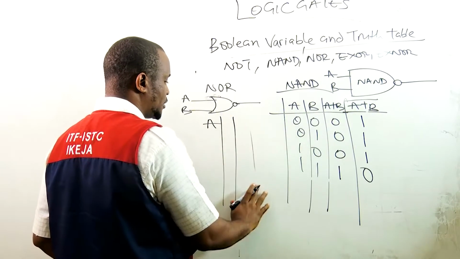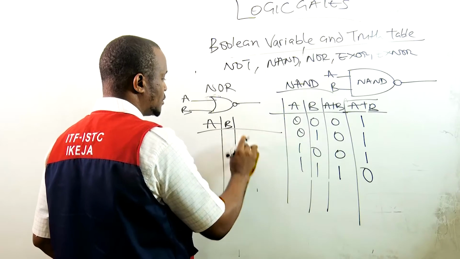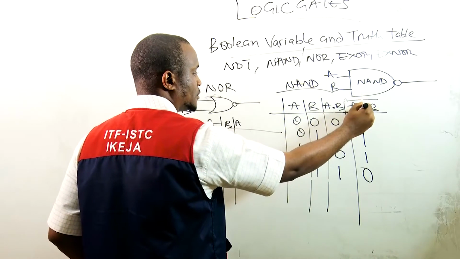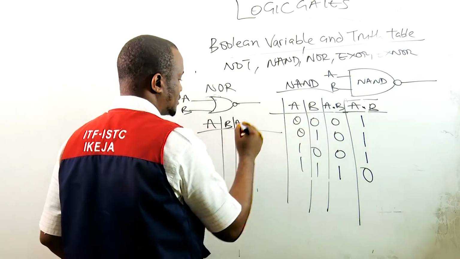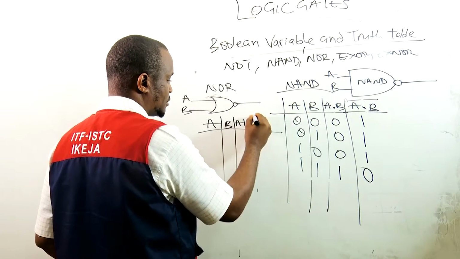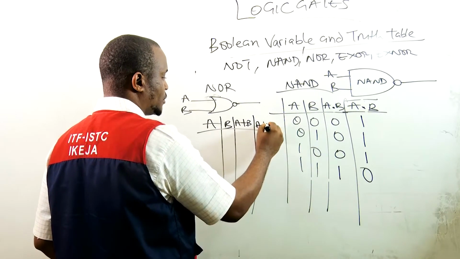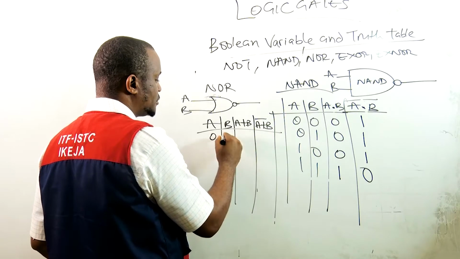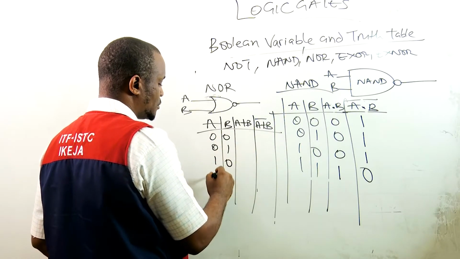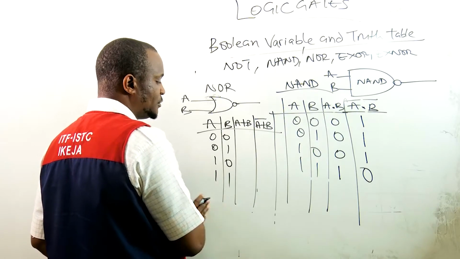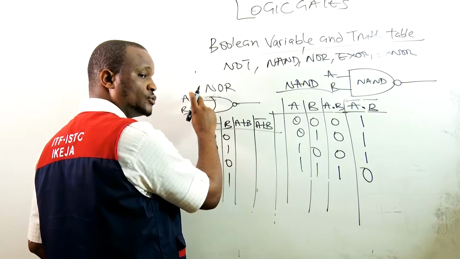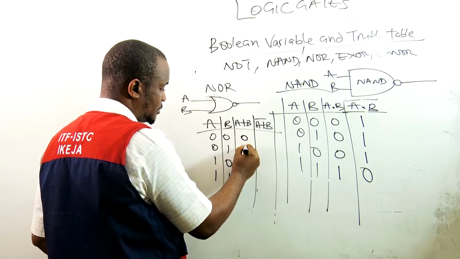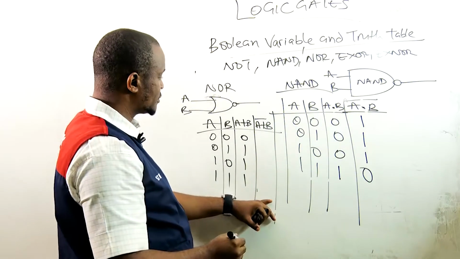we take the same form or shape, A, B, A plus B, A plus B bar. Okay. So this is 0, 0, 0, 1, 1, 0, 1, 1. These are possible values for a 2-input NOR gate. So these are the possible outputs for the OR.